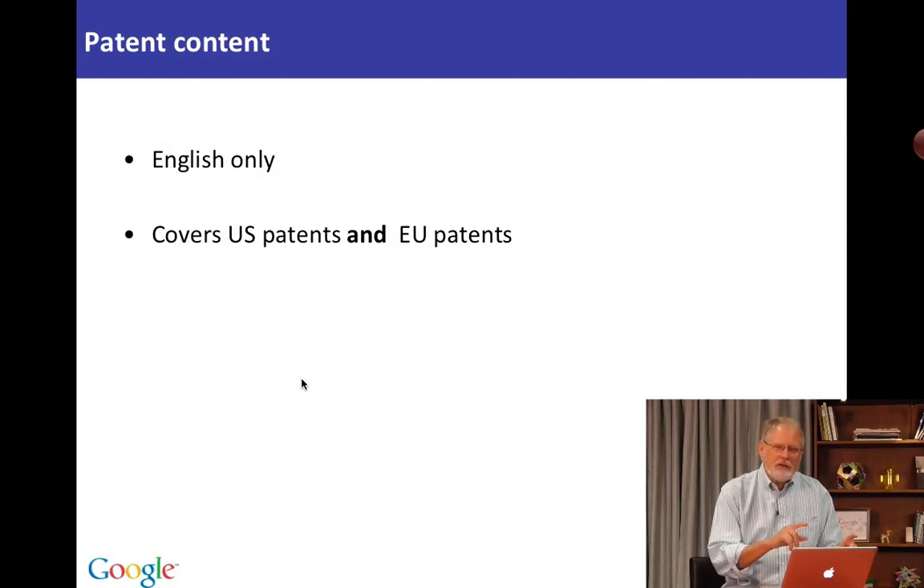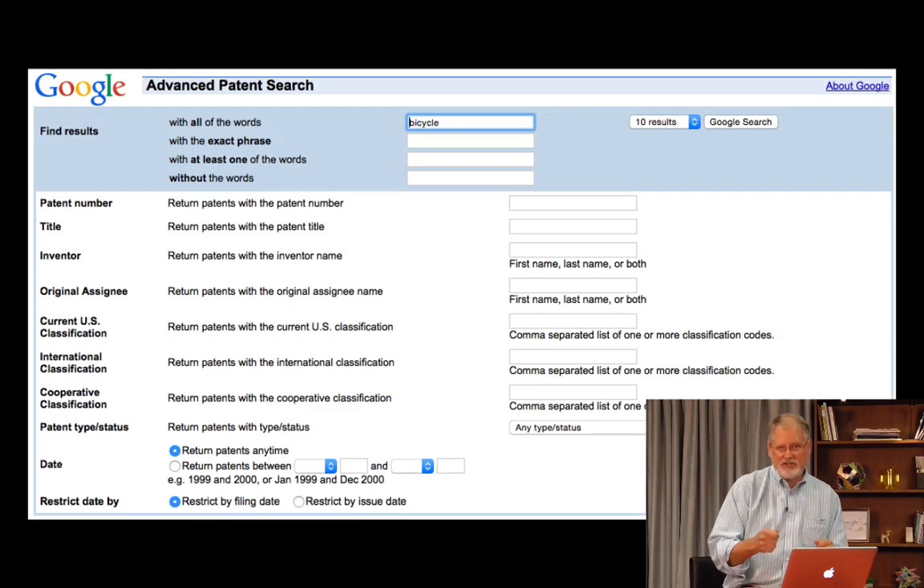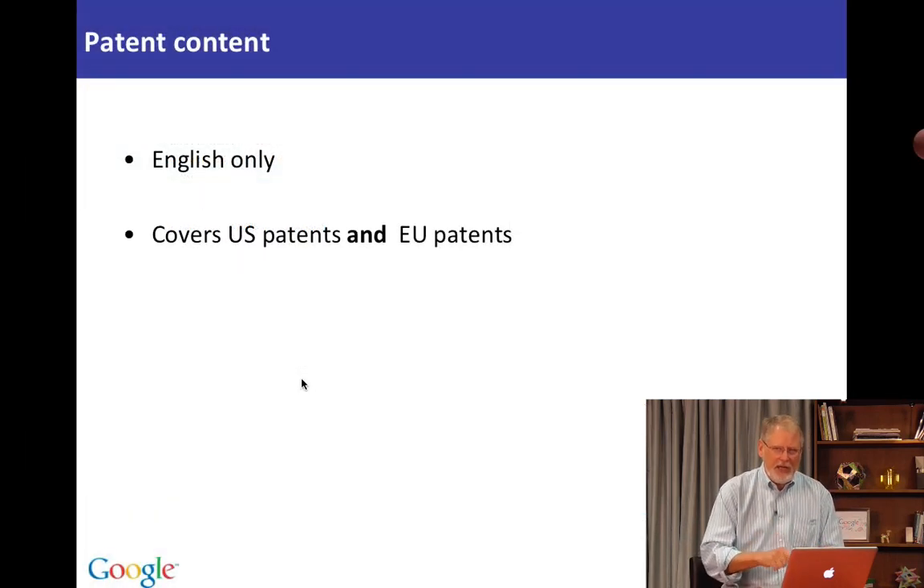Now, the patent content is interesting because it contains all of the US patents, but just recently we've added all of the EU patents. So if you're in Europe, you can also search for patents this way as well. Usually, I will tell you that you want to use the advanced search interface. We'll cover that in the advanced class. But basically, if you're a patent person and you need to search for patents, click on the advanced tab in patent search.